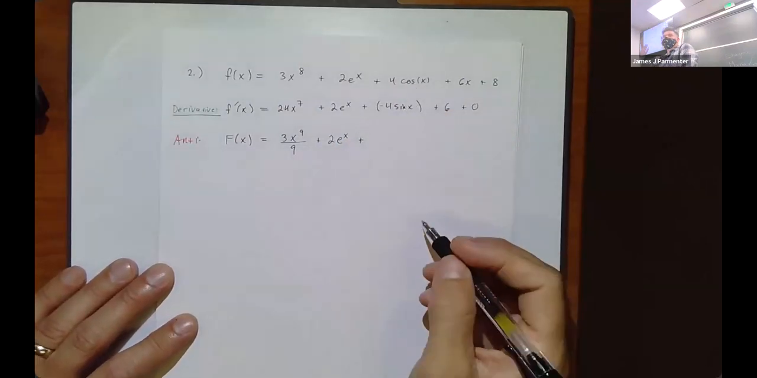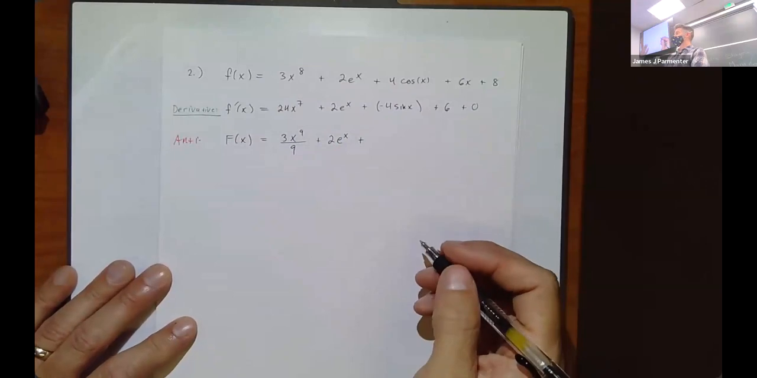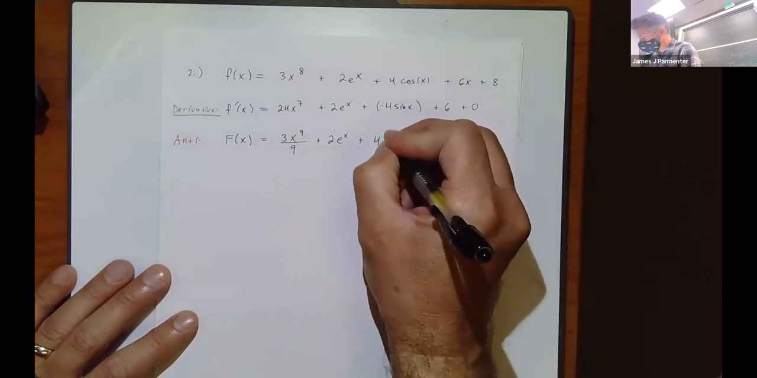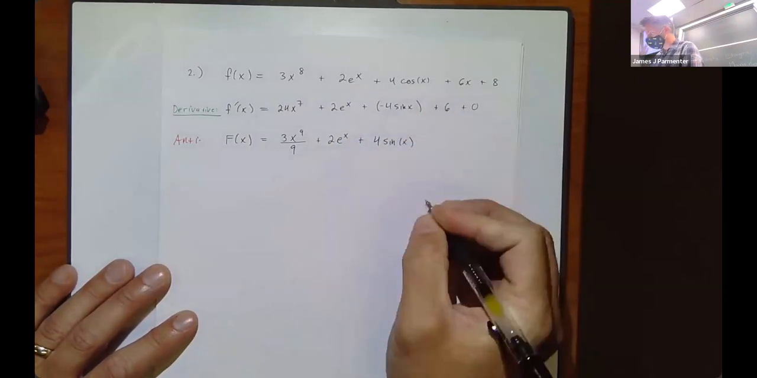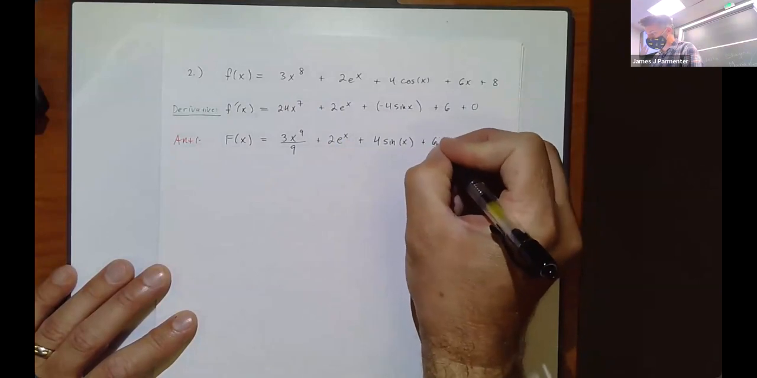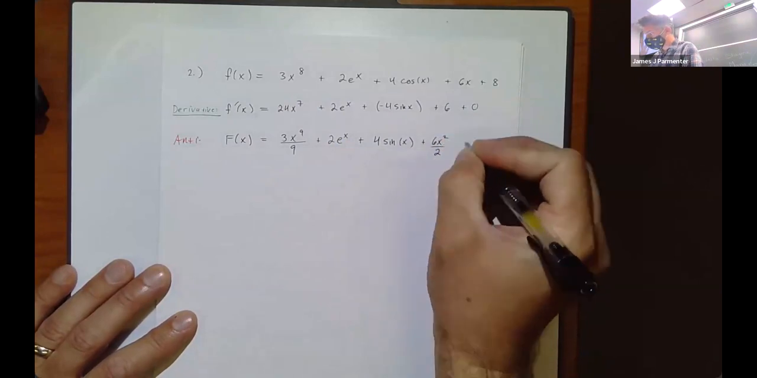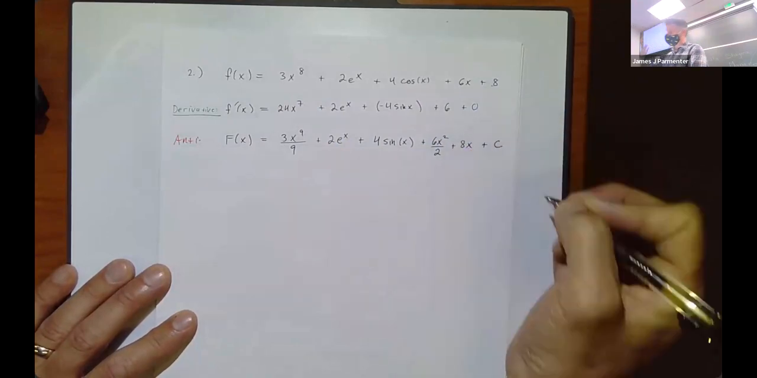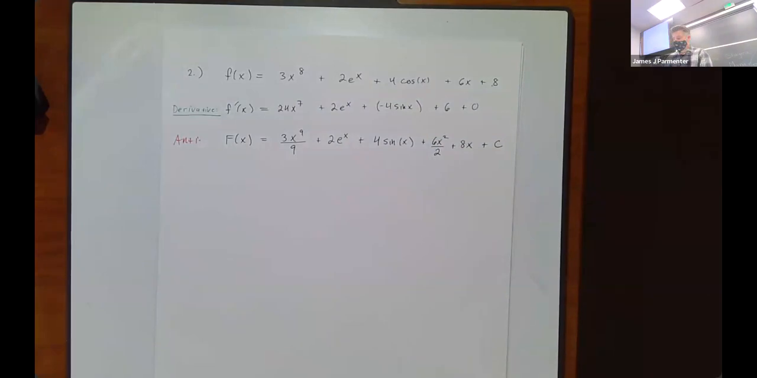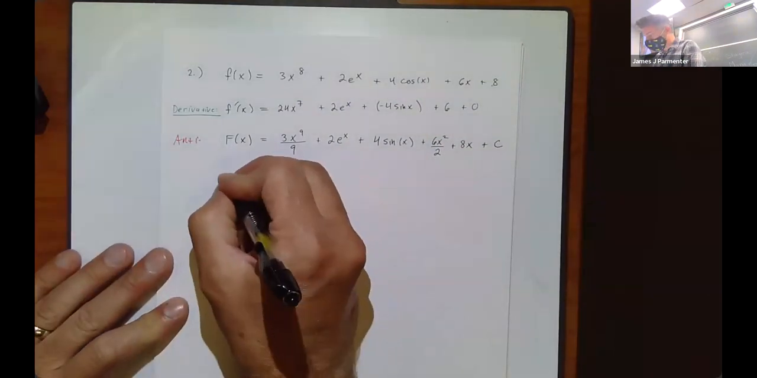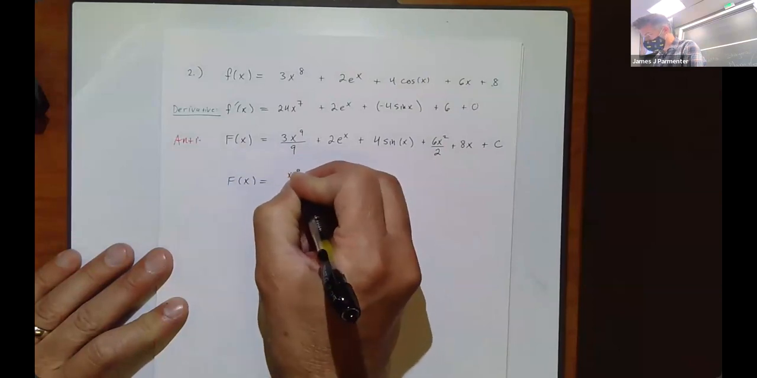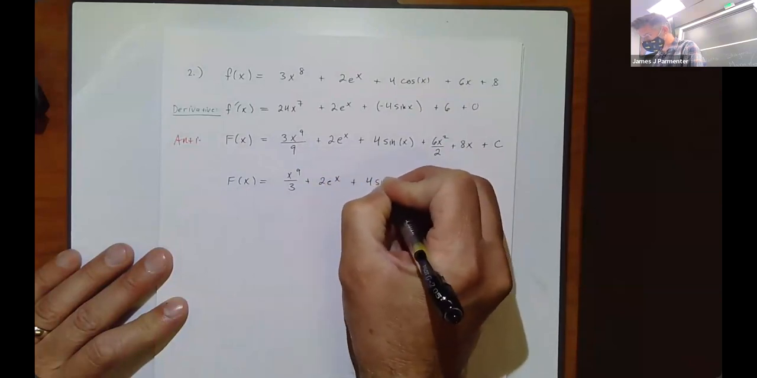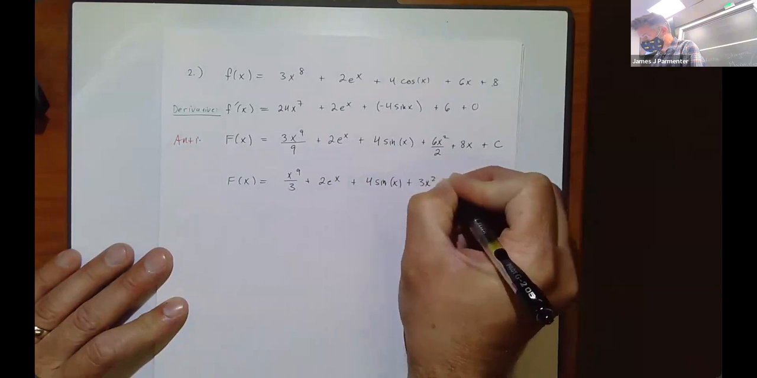The antiderivative of cosine. So what's a function whose derivative is equal to cosine? Yeah, positive sine. So we get 4 sine of x. The antiderivative of 6x is 6x squared over 2. The antiderivative of 8 is 8 times x. And then we slap on a constant. And if it were me, I would simplify. I would write this as x to the 9th over 3 plus 2 e to the x plus 4 sine of x plus 3x squared plus 8x.